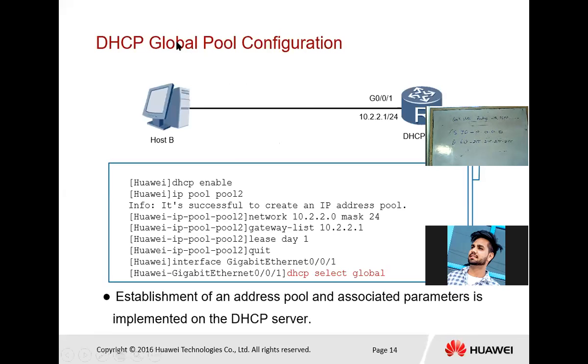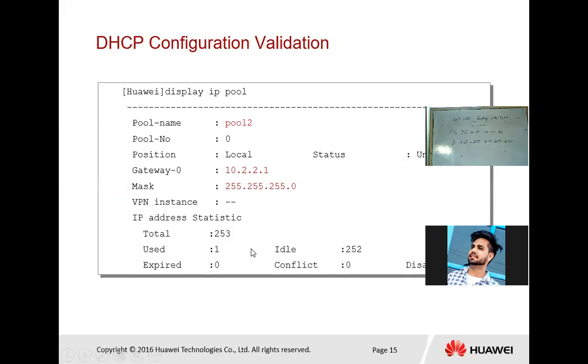After that, DHCP global pool configuration. Again, first DHCP enable, then ip pool 2, meaning we are applying pool 2. Then the network we want to use: suppose this is the network ID and this is the mask. Then the lease for 1 day, and after that quit. Again display the configuration of pool 2. So these are all the practical implementation of the DHCP server.